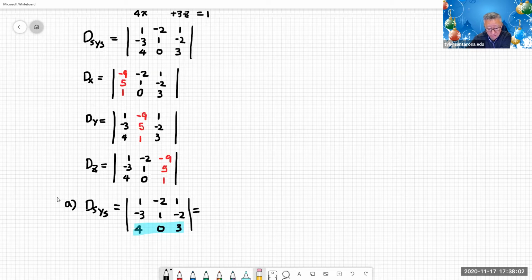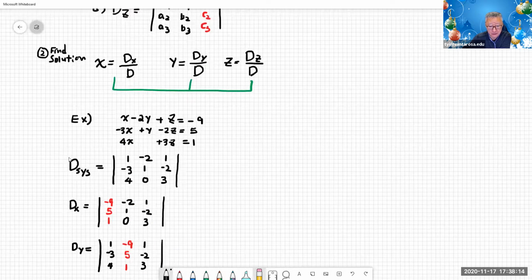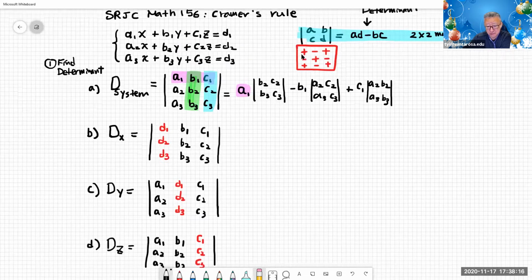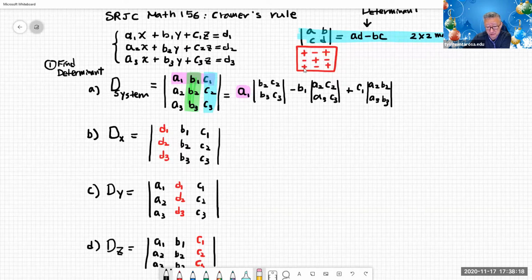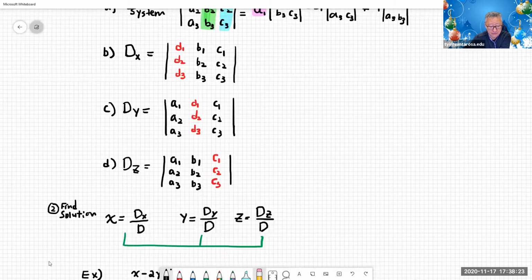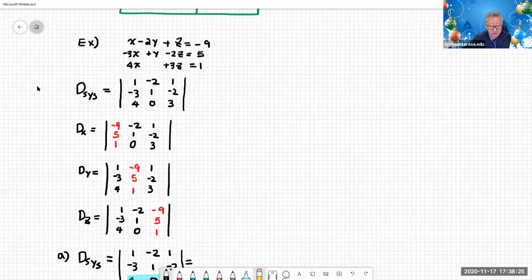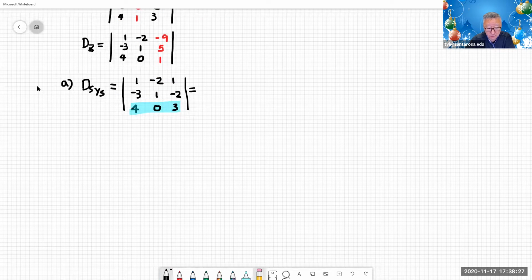Remember that these numbers in the location are just going to become your coefficients there. So first, remember that we're going to have to follow the sign convention there. If you look at the sign convention, the first determinant is plus, the next one is minus, and the third one is plus. So that's what we're going to have. So the first one is going to be plus, so you got 4 times.